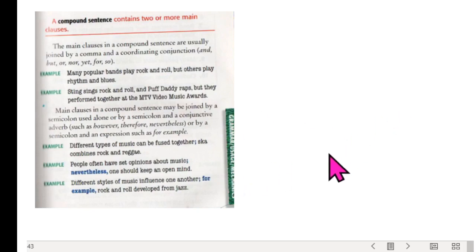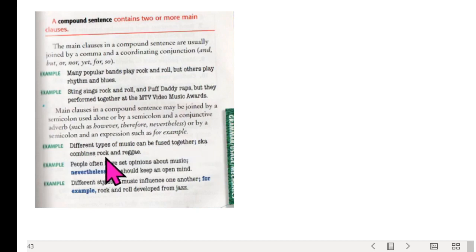A compound sentence. I didn't provide an example here. How come? But anyways, let's see the examples they provide in the book. People often have strong opinions about music. You can separate them with a semicolon. Nevertheless, one should keep an open mind. Okay, one should keep an open mind. You see that we have a subject here, one, and we have another subject here, people. And the first one, different types of music can be fused together.